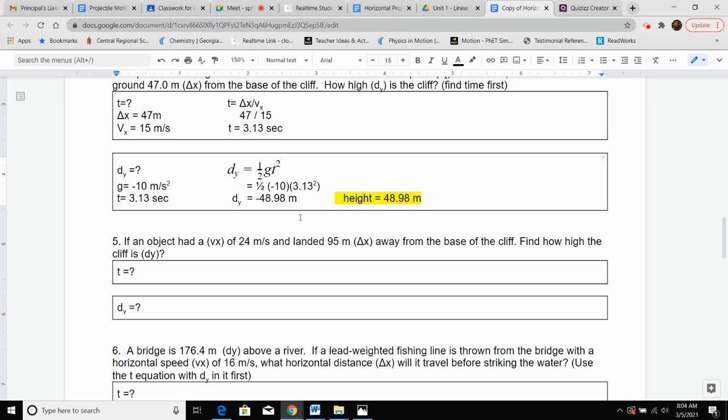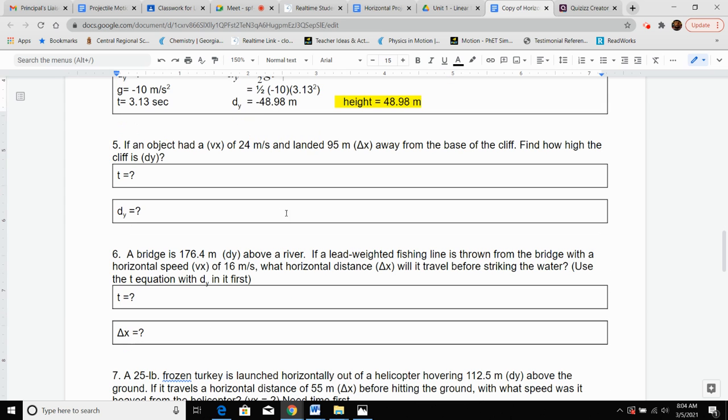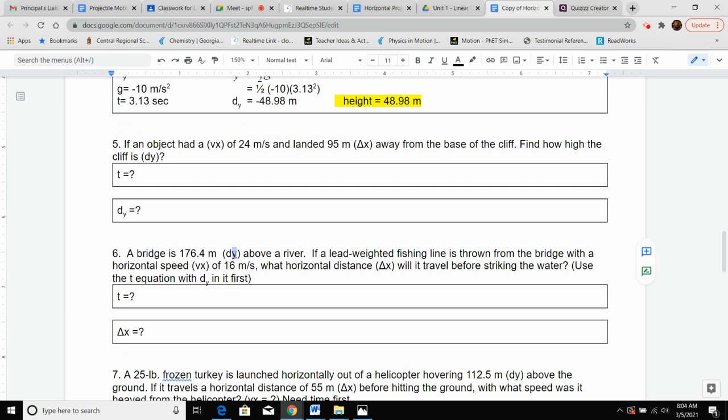Okay, so number 5 is just like number 4. So let's go to something a little bit different. Let's go to 6.